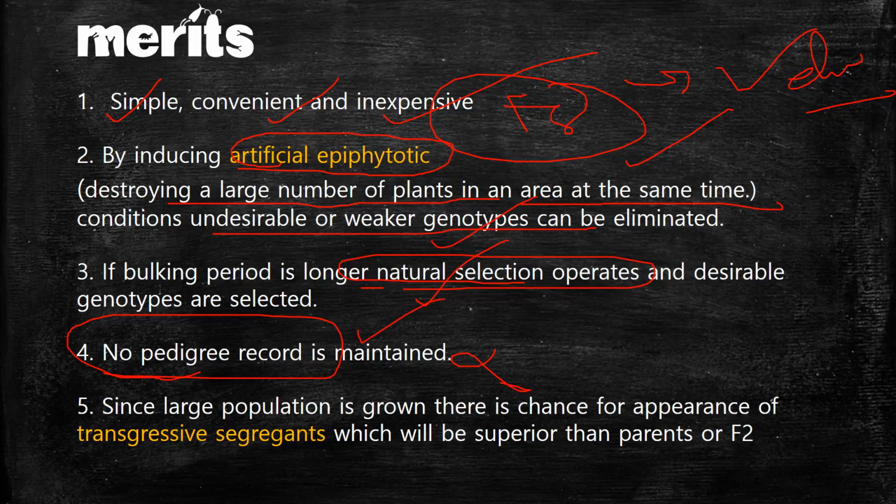Since a large population is grown, there is a chance of appearance of transgressive segregants. As I said earlier in my topics, transgressive segregants are nothing but plants with extreme phenotypes. That is, plants which have high yield, high disease resistance, everything. So they will be superior to the parents of the F2.